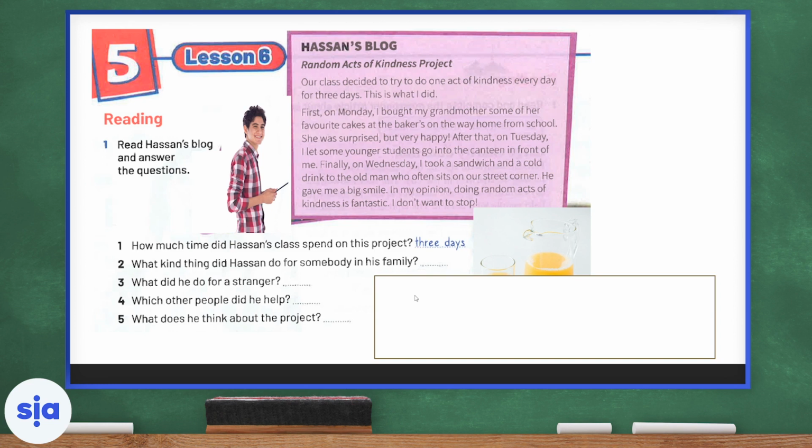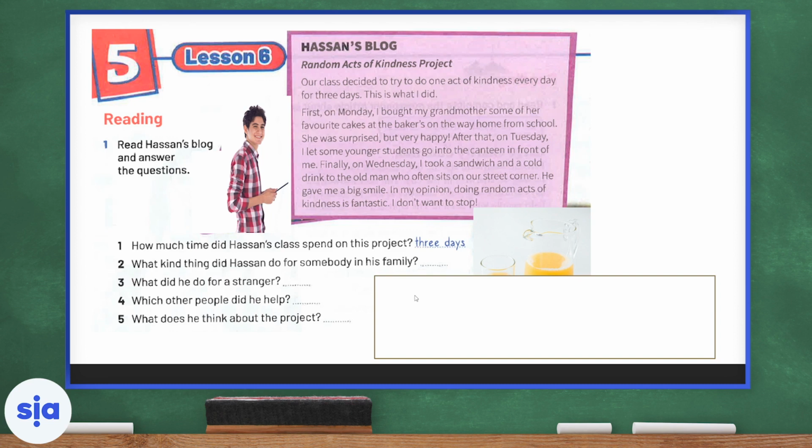After that, on Tuesday, I let some younger students go into the canteen in front of me. Finally, on Wednesday, I took a sandwich and a cold drink to the old man who often sits on our street corner. He gave me a big smile. In my opinion, doing random acts of kindness is fantastic. I don't want to stop.